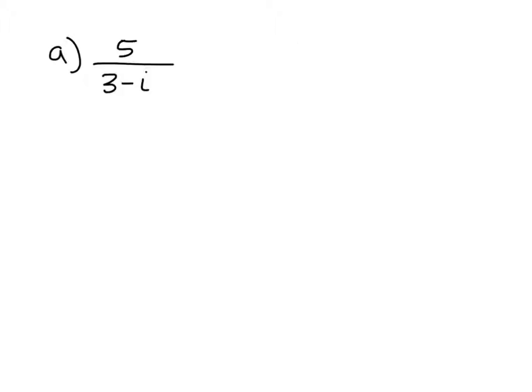Let's do an example. So we're trying to get this into standard form. To do that, I'm going to multiply it by the conjugate of the denominator, which would be 3 plus i over 3 plus i. You see, this is just 1, so I didn't do anything. I just multiplied it by 1. But the purpose of doing this is to get rid of the imaginary on the denominator. So this would equal 5 times 3 plus i.